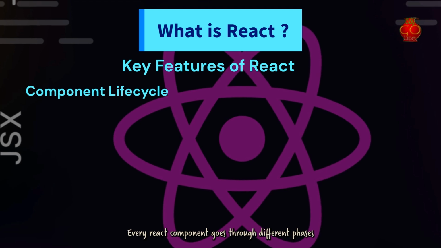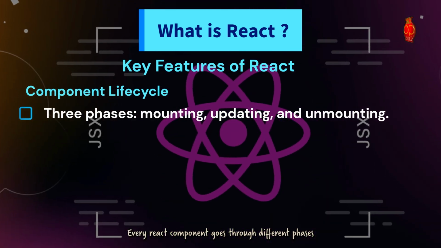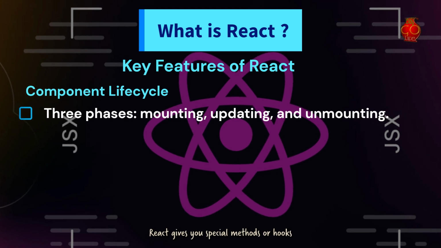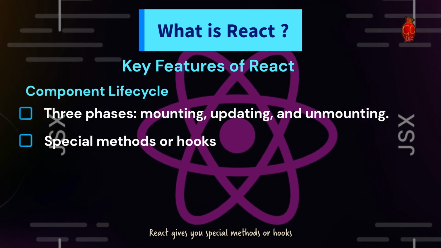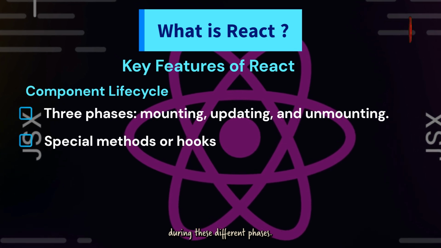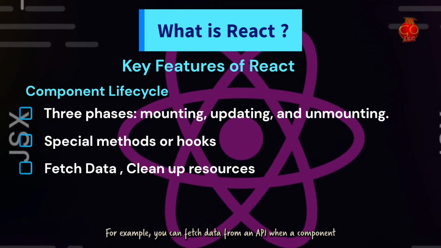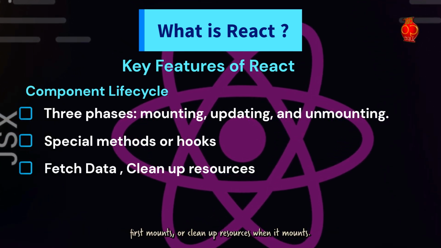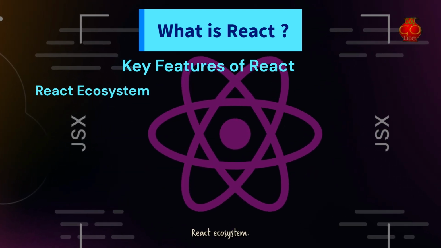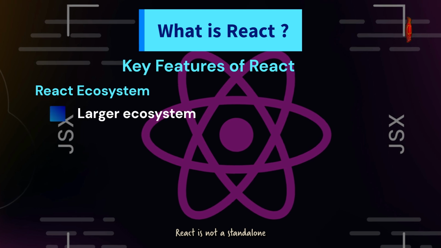Component lifecycle. Every React component goes through different phases: mounting, updating, and unmounting. React gives you special methods or hooks that allow you to interact with a component during these different phases. For example, you can fetch data from an API when a component first mounts, or clean up resources when it unmounts.